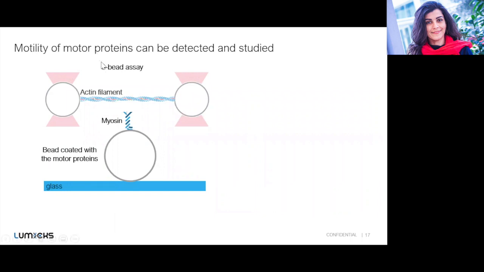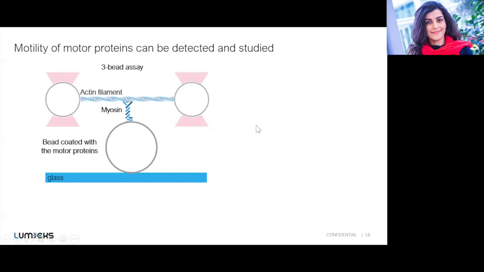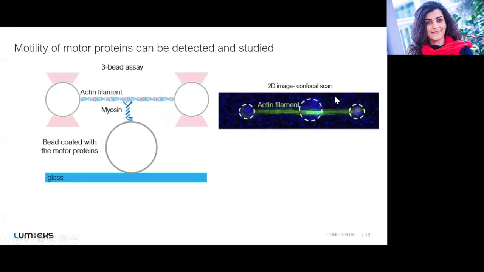For example, we can do the famous three-bead assay with C-trap, where you have an actin filament tethered between two beads, and there is a third bead on a glass slide which is functionalized, coated with myosin. And then with the help of the high resolution nanostage that C-trap has, we can bring the bead in contact with the actin filament. Using confocal scanning, we can see that the actin filament is tethered between the two beads.